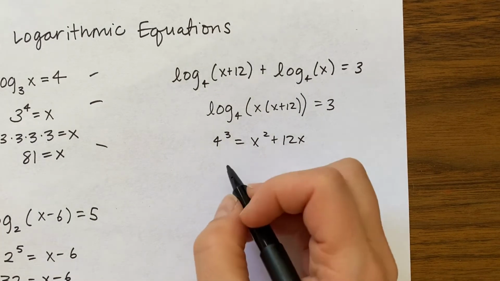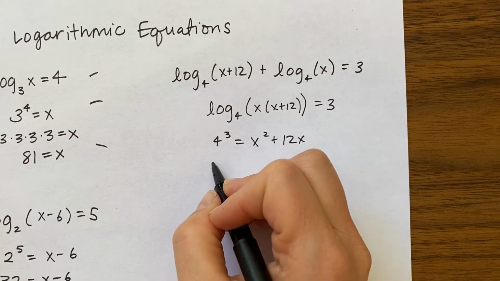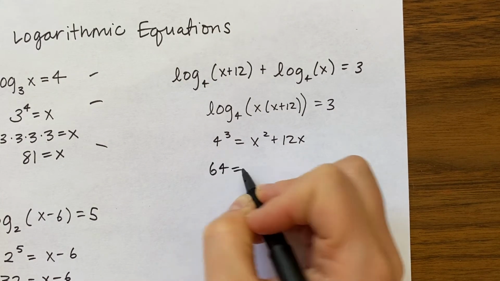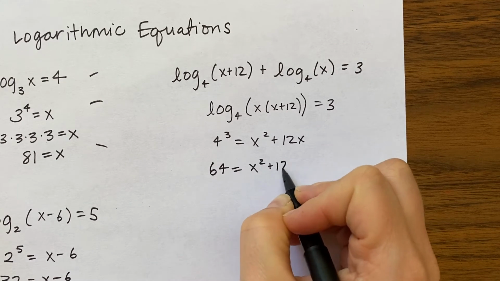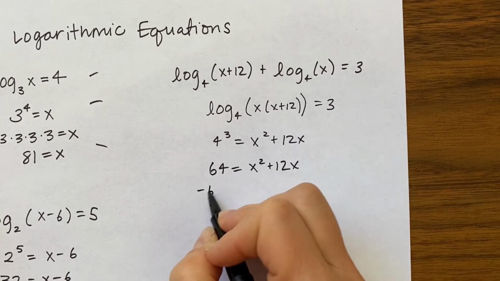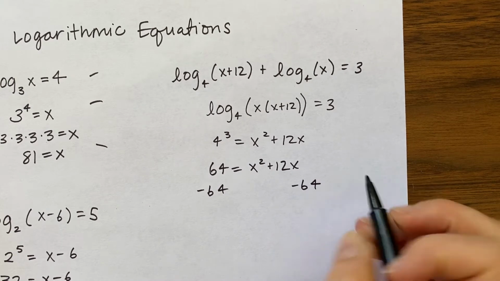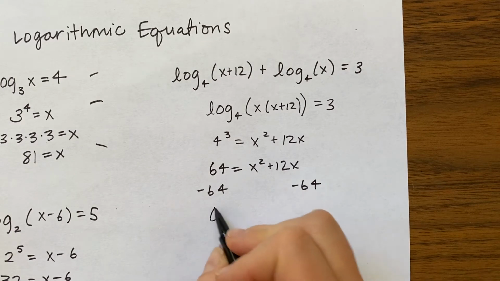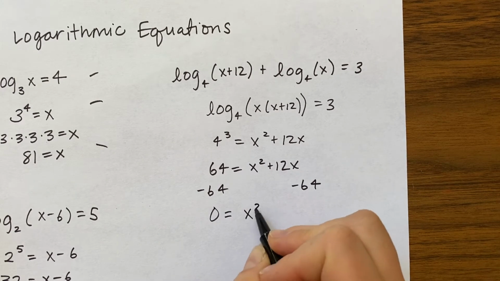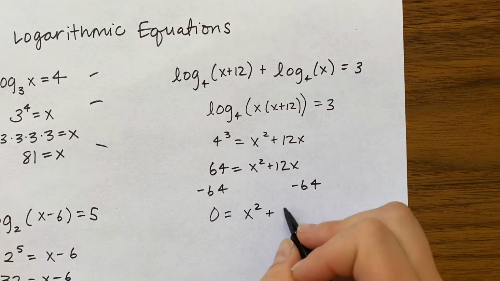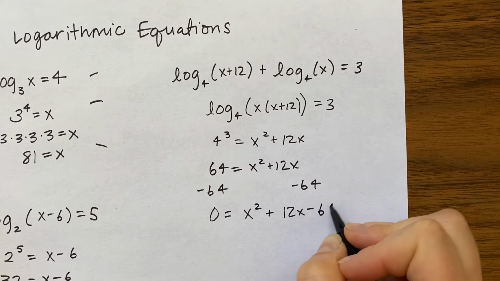And from there, we can say that 64 is equal to x squared plus 12x. We'll subtract 64 from both sides because we notice that this is a quadratic equation. 0 is equal to x squared plus 12x minus 64.